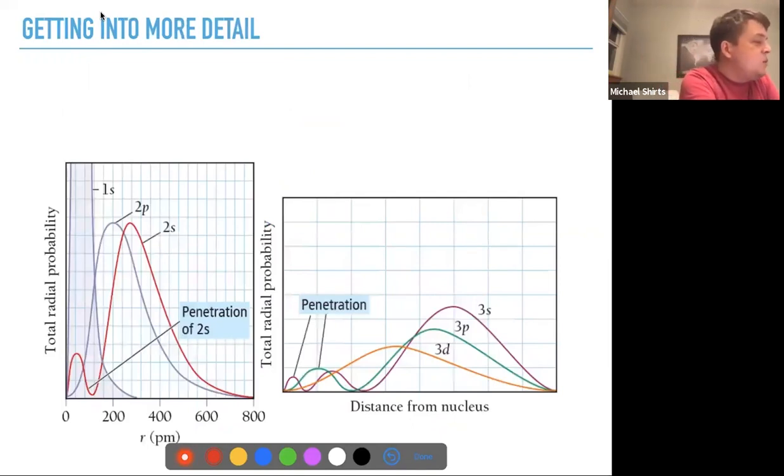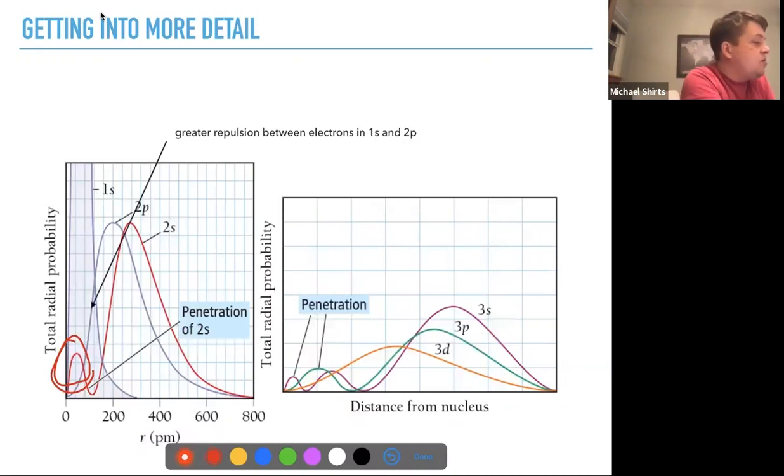Getting into a little bit more detail, there are a couple of different effects going on here. One is that we see the 2s electron, because it has these 2 nodes, has a bunch of density down here that is almost inside the 1s electron shell. It's feeling much more of the nuclear charge, so it has more attraction to the positive nucleus and therefore lower energy.